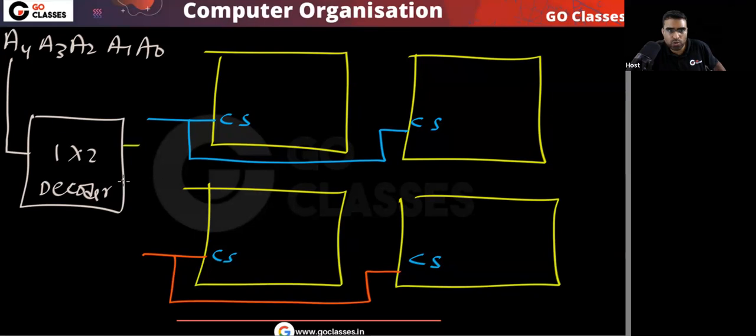So there will be 2 outputs. You can connect one to chip select here, and the other you can connect to chip select here. That's it. So this is your complete structure. I hope you understood. Is this clear? Please tell me. So like this you can handle it. If they ask this type of question, you can handle it.